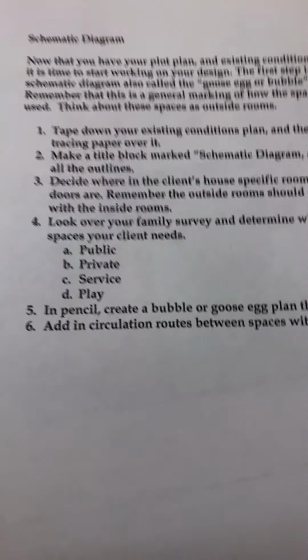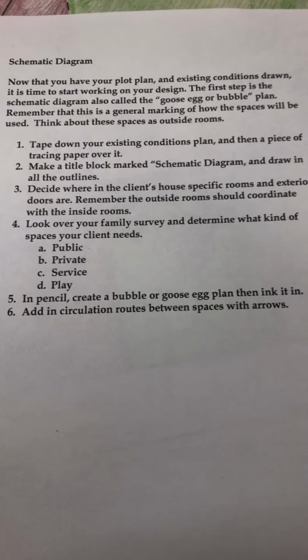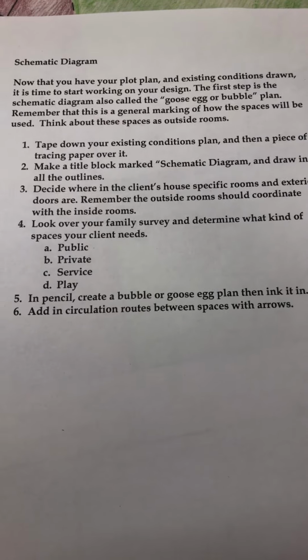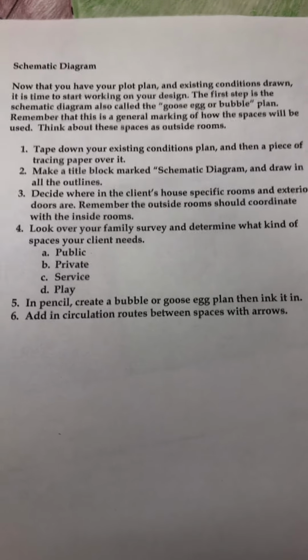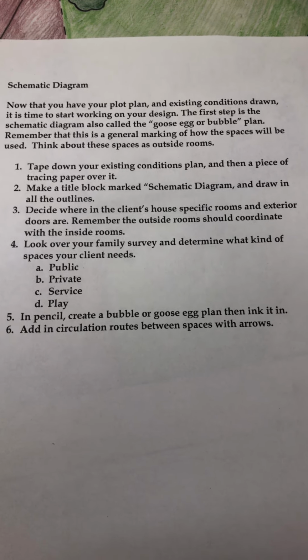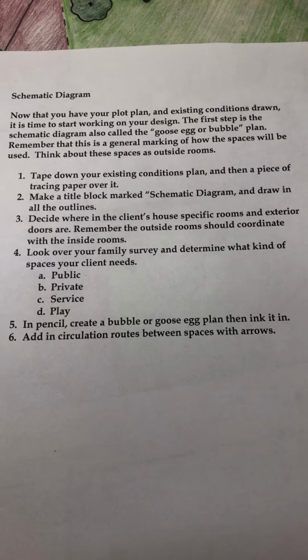So let's go back to your assignment. Make sure we go over everything together. All right, so you're going to create those rooms. You're just going to decide how the interior rooms are, how the functional spaces are. So you're going to do it all in pencil first, and then you're going to ink it in. And you're also going to add circulation routes or circulation paths between the spaces. And you're going to use arrows.